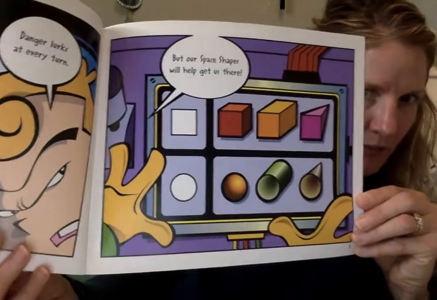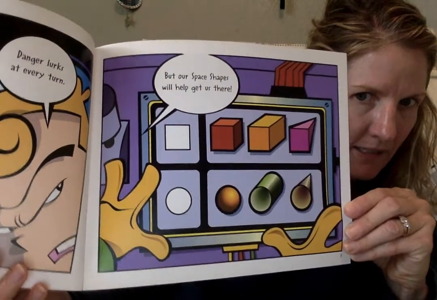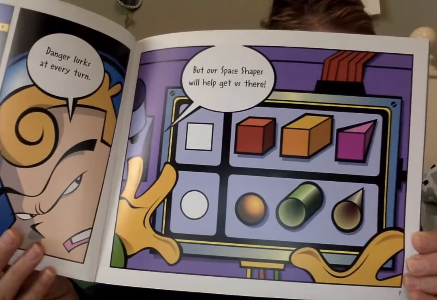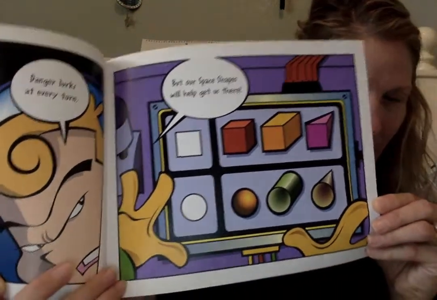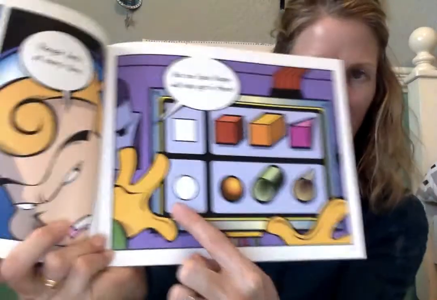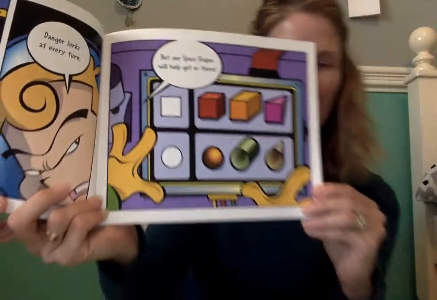Can you tell which of these shapes are flat? Most of them are 3D solid shapes. Can you point to the flat ones? Very good. A square and a circle are 2D flat shapes. Awesome.